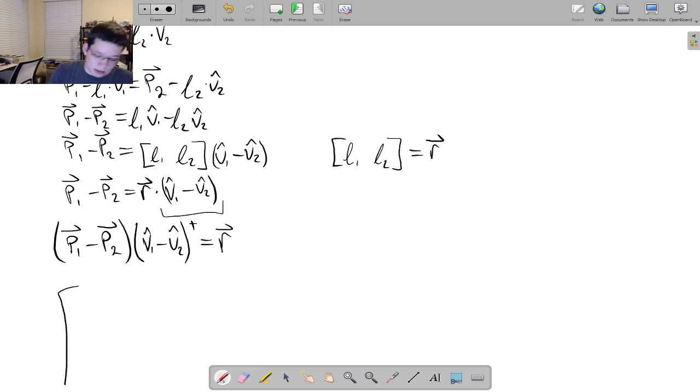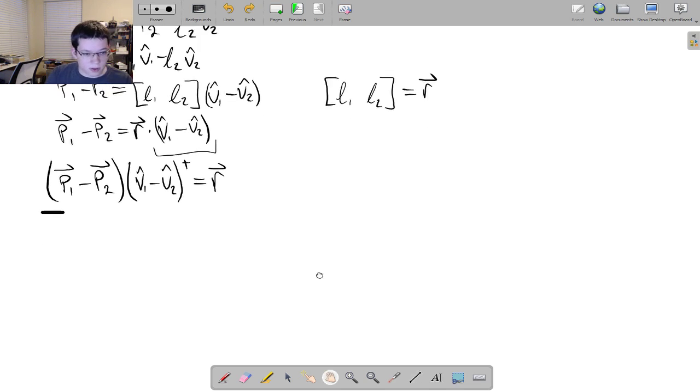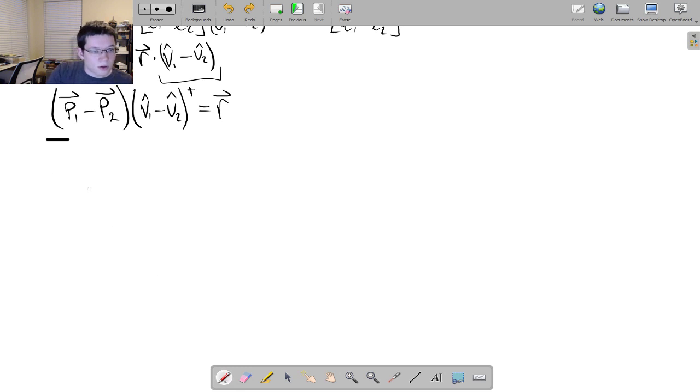So what we'll end up with is, hopefully I can make this look decent. So we'll have P1 minus P2 here, P2 minus P3 here.